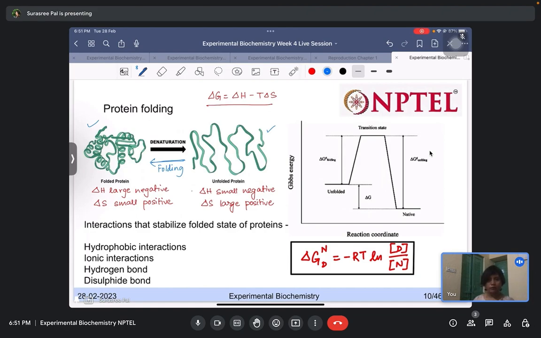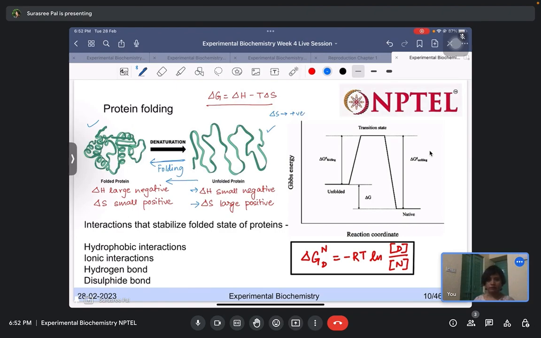In an unfolded protein, the delta G is a small negative value, the delta H is a small negative value, and delta S has a large positive value, because in an unfolded protein a random number of conformations can exist, which increases the entropy. So delta S is large positive and delta H is small negative. Now when the protein is folding, delta H becomes large negative and delta S becomes small positive. So delta S changes from large positive to small positive. Therefore we can say that the change in delta S is actually negative... the del S is positive.